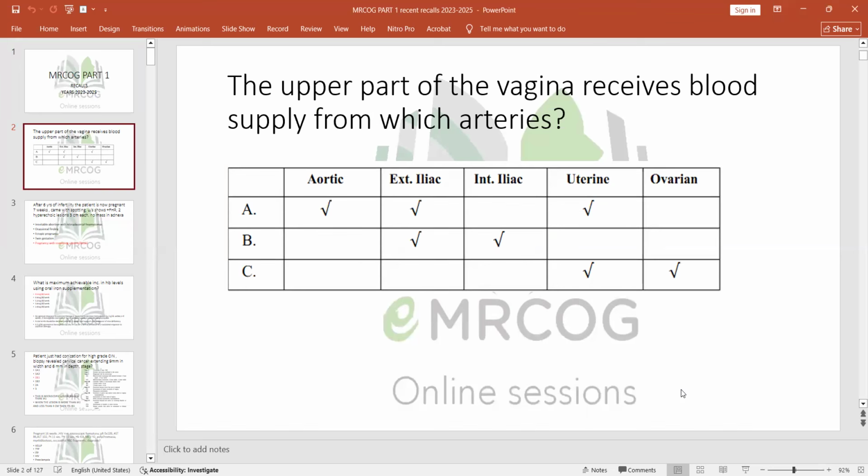This kind of question is now very trendy in the RCOG. They bring you the options in the form of a box or a table like this, and they ask you to choose the best answer from them. So, for example, here: the upper part of the vagina receives a blood supply from which arches? Option A: aorta, external iliac, uterine. Option B: external iliac, internal iliac. Option C: uterine and ovarian, and so on. So, what do you think?